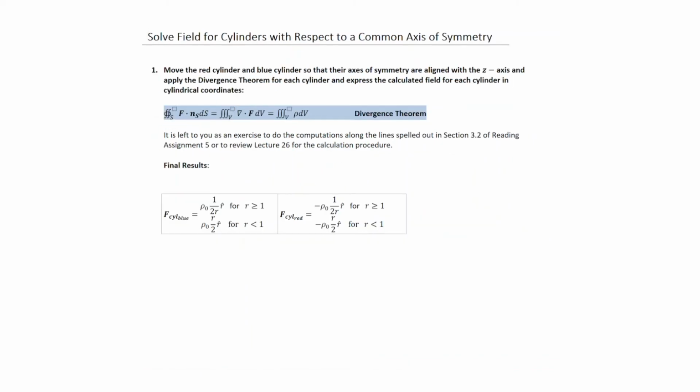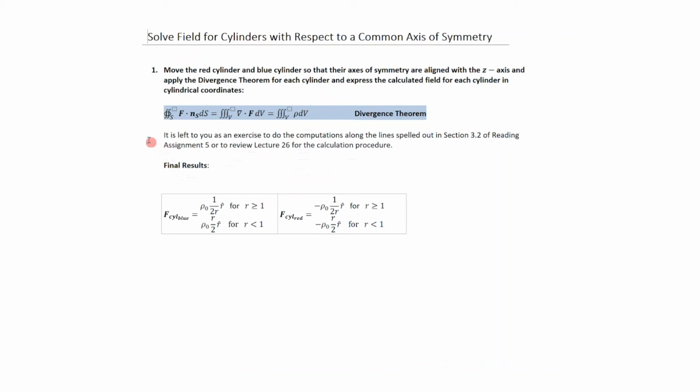Okay, so now we basically work through our procedure for computing the total field. We're going to solve the field for the cylinders with respect to a common axis of symmetry. We're doing that for both the blue cylinder and the red cylinder, and so we're applying the divergence theorem.